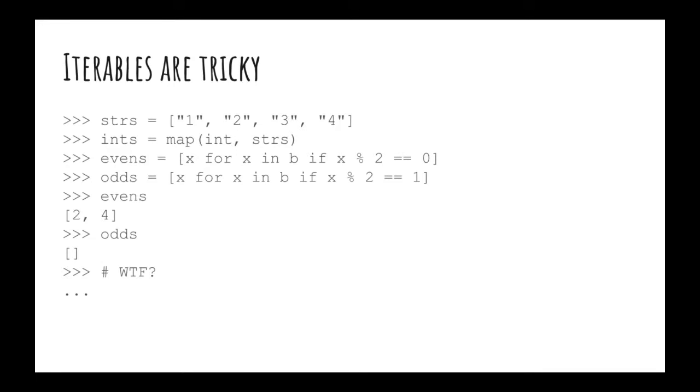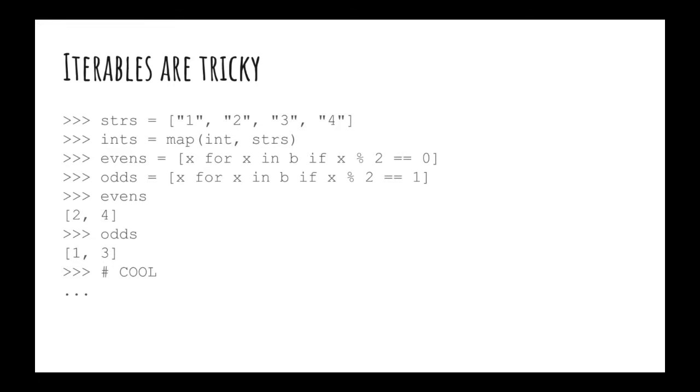We have a list called strings with four numbers, and we convert it using map and the function int, which converts strings into numbers. And we have a new list called ints. Then we can filter that list into two different lists, one for the even numbers and one for the odd numbers. If we take a look at the even numbers, we see that we have 2 and 4 in the even numbers and 1 and 3 in the odd numbers, and it's pretty cool. So that's quite understandable.